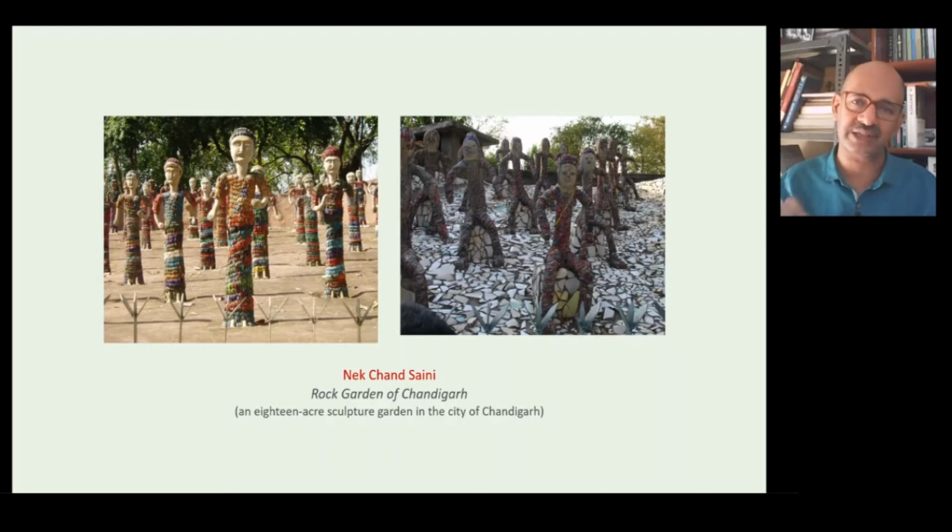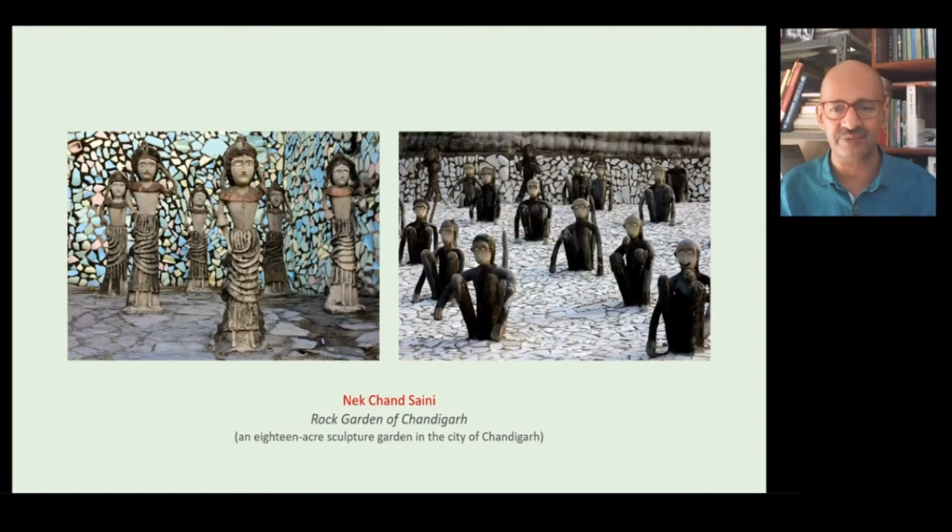So just for one example, I would like to draw your attention to the famous Rock Garden of Chandigarh, which is an 18-acre sculpture garden in the city of Chandigarh, made almost single-handedly by one person, famously known as Nek Chand. So Nek Chand's Rock Garden of Chandigarh is one huge example where art is not only located within the public space, but it is open to the public.